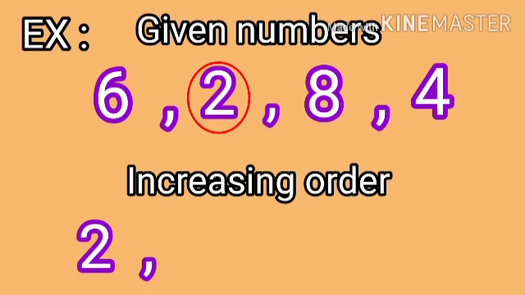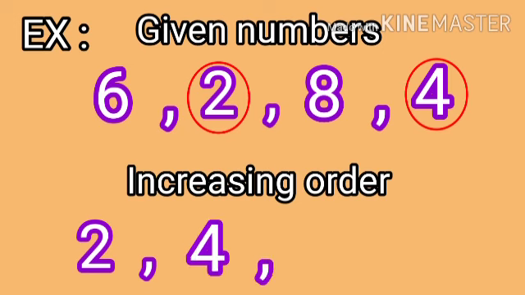By rewriting this 2 at first position of increasing order, we have only 3 numbers in the given numbers. Now we have to compare these numbers to get the smallest number. By comparing 6, 8, 4, which is the smallest number? That is 4. So, we should write 4 at second position of the increasing order.